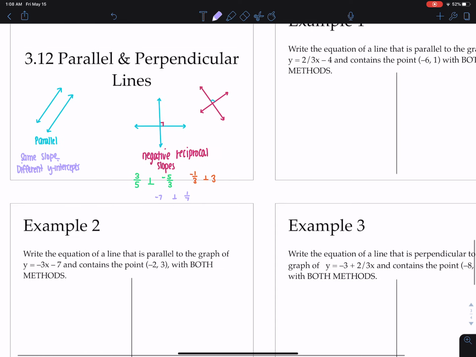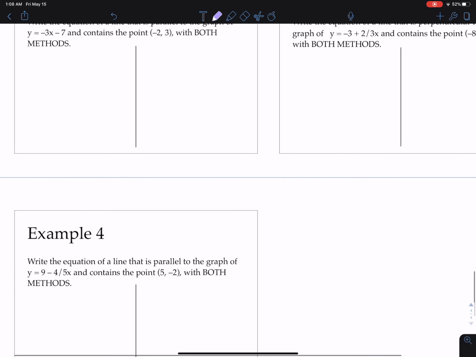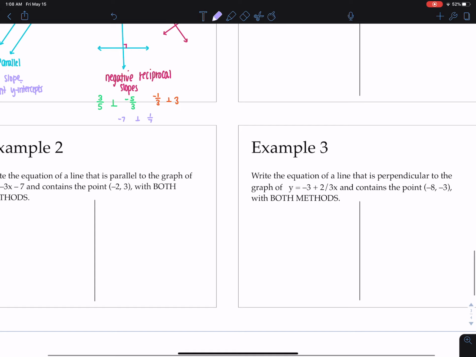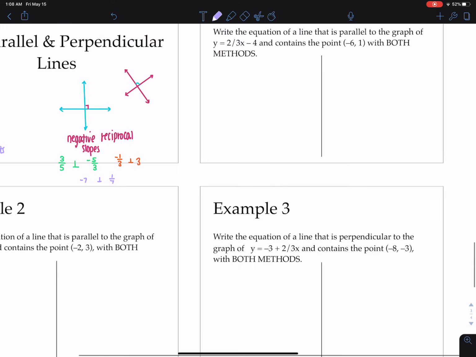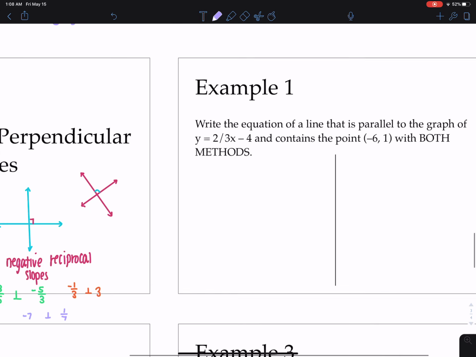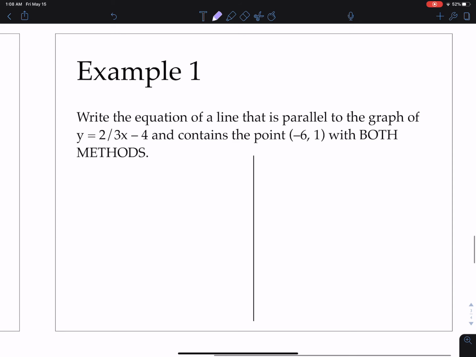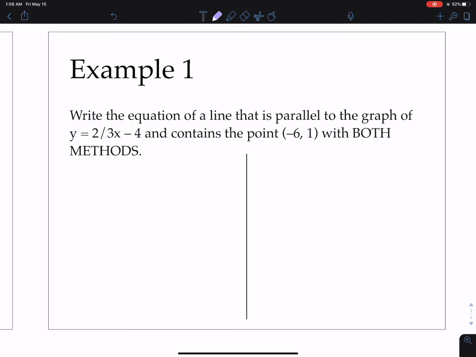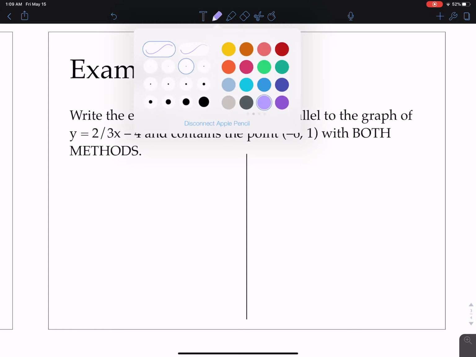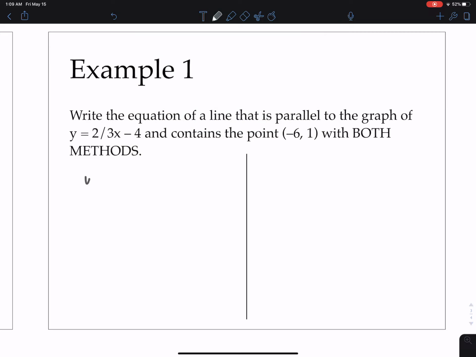Okay, that brings us to a couple of examples. Parallel, perpendicular, parallel, parallel. Example 1 says, write the equation of a line that is parallel to the graph of y equals 2/3 x minus 4 and contains the point negative 6, 1 with both methods. Both methods are point-slope form, which was the first one, y minus y1 equals m times x minus x1, and then slope-intercept form was our second method.